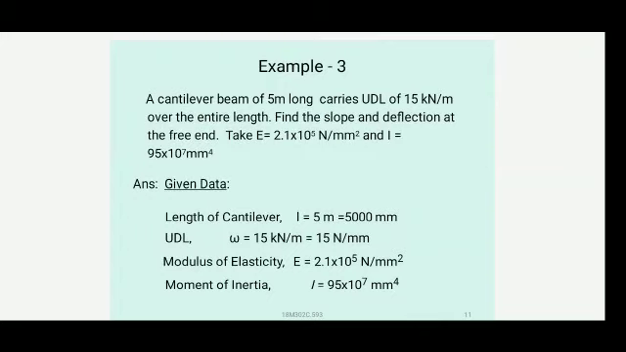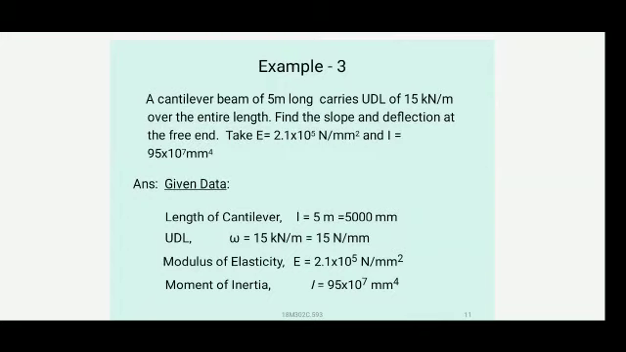Example problem 3. A cantilever beam of 5 meters long carries a uniformly distributed load of 15 kilonewton per meter over the entire length. Find the slope and deflection at the free end.